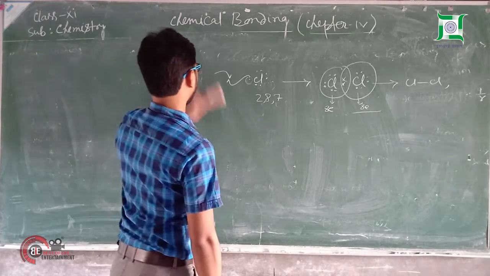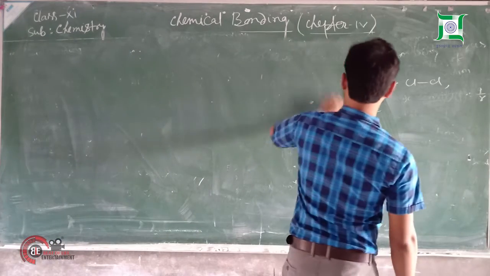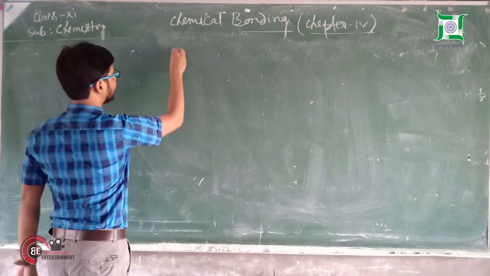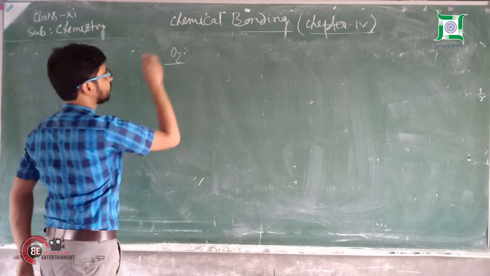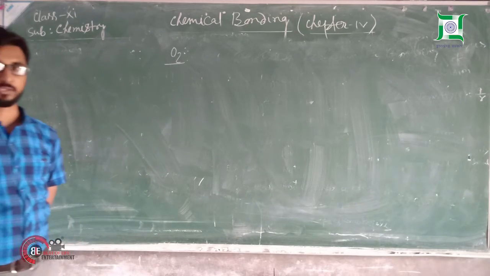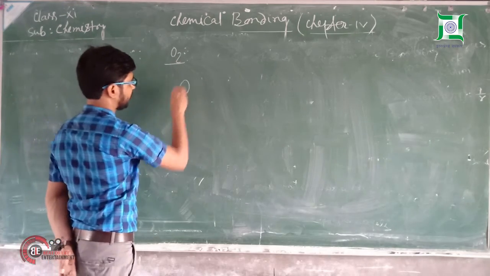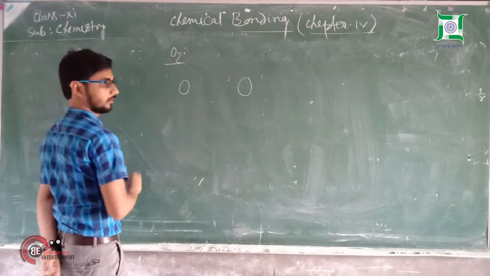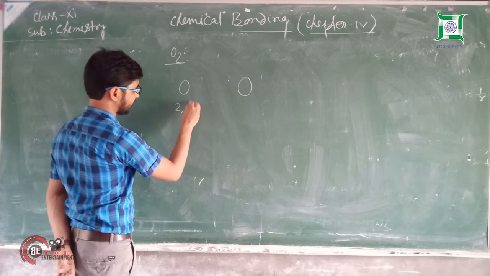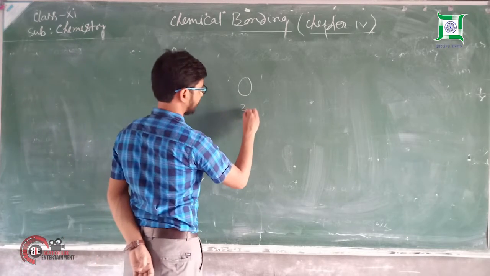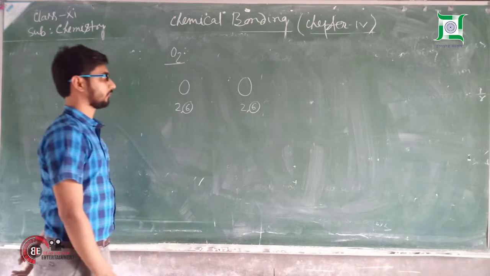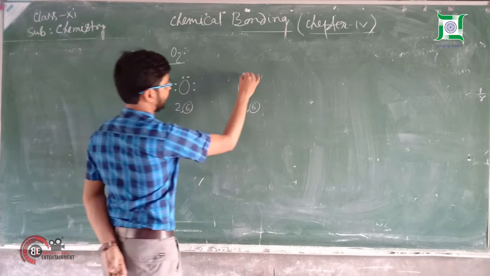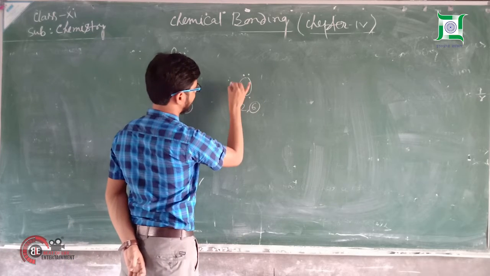Next, take another example. Let us see for oxygen, O2. What is the Lewis dot structure of oxygen? So here oxygen, this is also another oxygen. The valence shell of oxygen has 6 electrons. Here the valence shell of oxygen also has 6 electrons. So 1, 2, 3, 4, 5, 6. 1, 2, 3, 4, 5, 6.